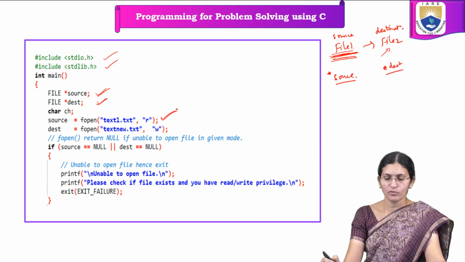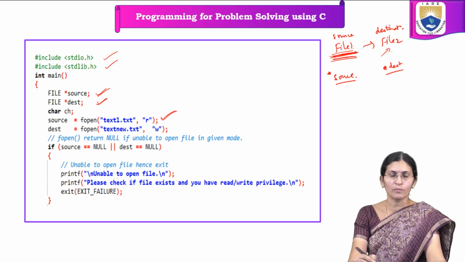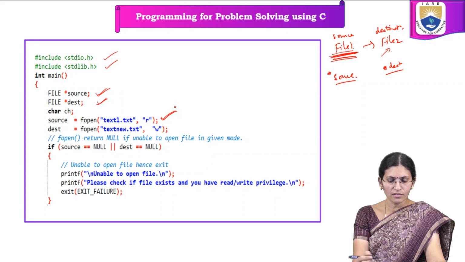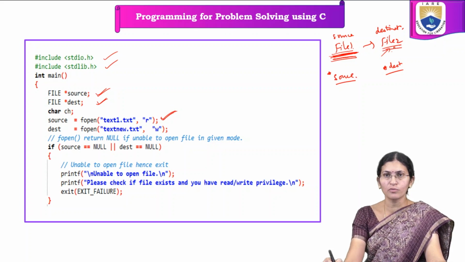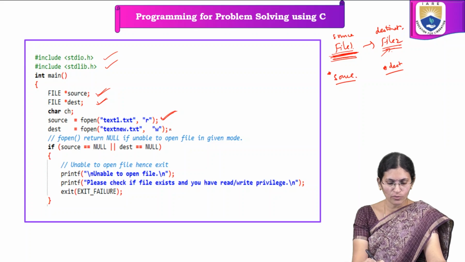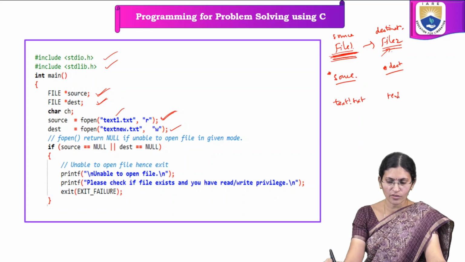Now let us see. In order to do this, first we need to open the files in appropriate modes. Since the information is there in file 1, we need to open it in read mode. Next, in order to write data to the other file, we need to open it in write mode. This is the source file. The name of the source file is text1.txt and the name of the destination file is textnew.txt.